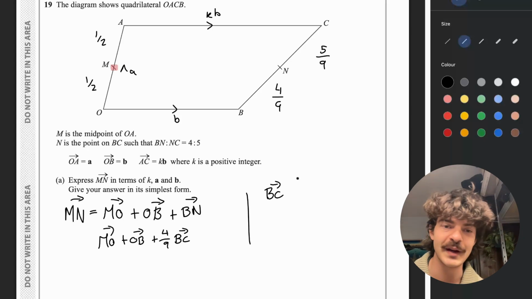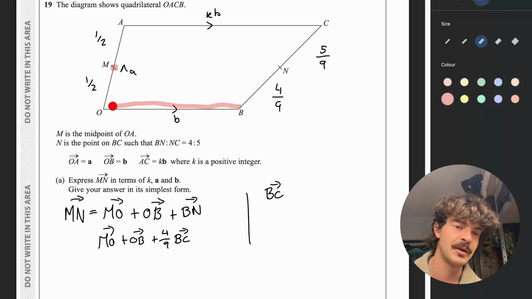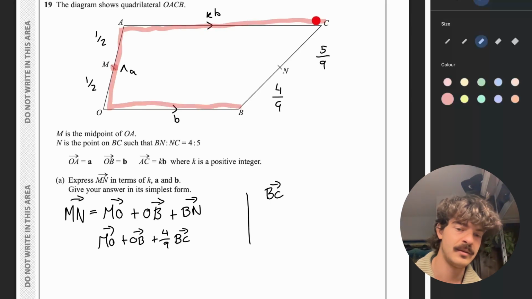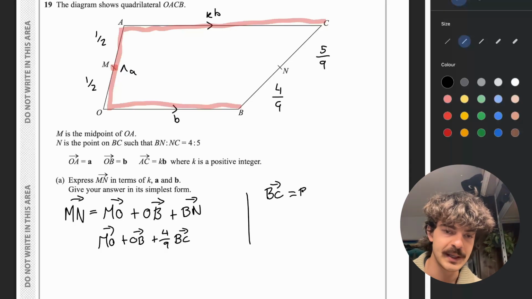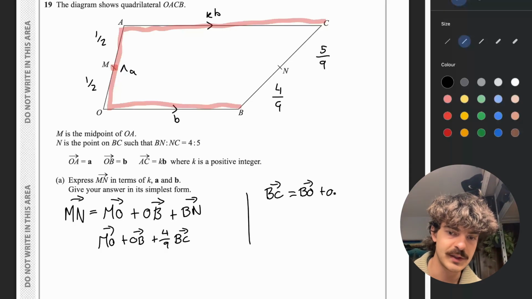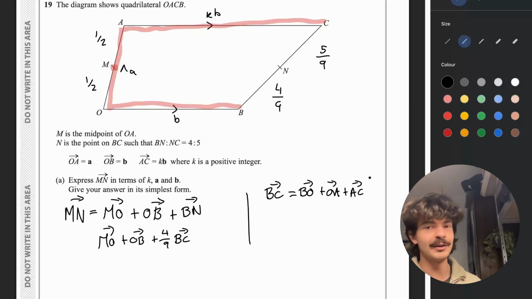We're defining a new vector now. Well, we can go all the way the other way around. We've got to go all the way this way. So B to C is the same as going from B to O plus O to A plus A to C. I like writing out all of the points first and just being very clear with where I'm going, because then you can turn point-to-point notation with vectors in one clean swap.